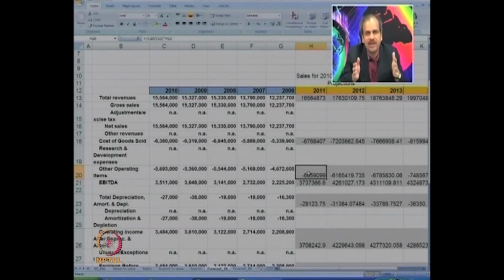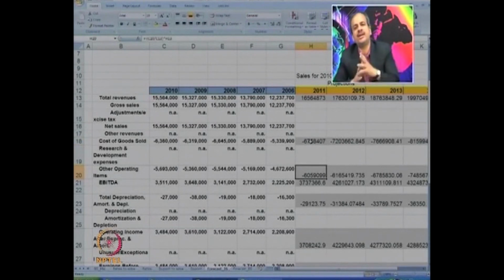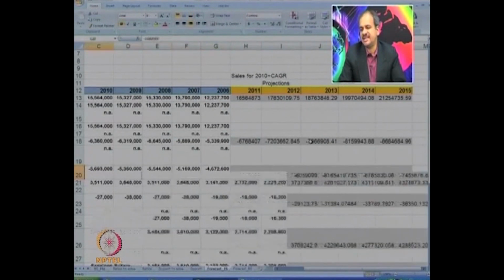Keep in mind, there are two major expenses. One is the cost of goods sold, which we have calculated using the gross margin, because it is related to sales. In the same way, we have also calculated the other operating expenses as a percentage of sales as in 2010, and the same figure is now linked for 2011, and the calculation is made for the remaining years.